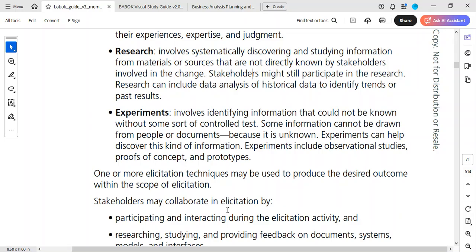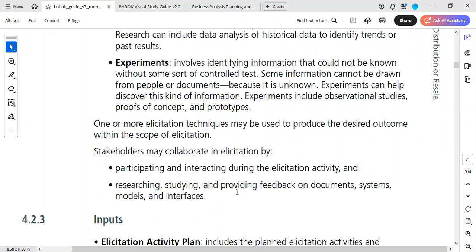Okay, so now one or more elicitation techniques may be used to produce the desired outcome within the scope of elicitation. So, it mustn't be like, oh, it has to be collaborative only, it has to be experimental only, it has to be research only. You can combine them to get what you need. And I hope we got where I was going when it comes to observational studies, proof of concept, and prototypes. If not, you can also further research on that.